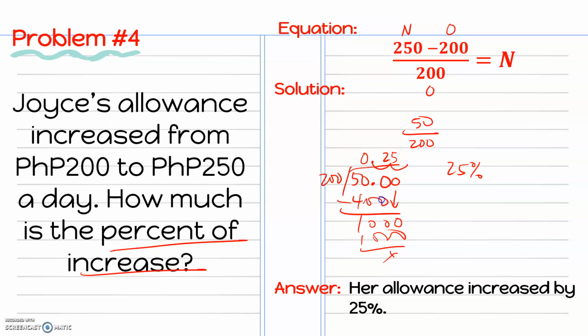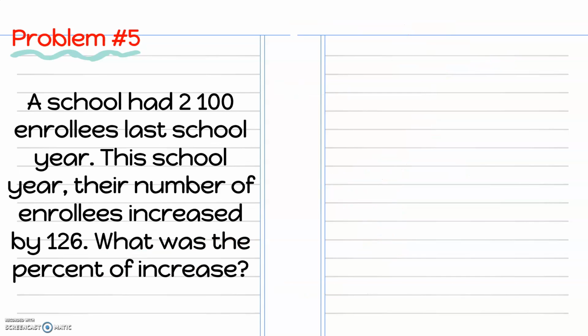Next, we have a school that had 2,100 enrollees last school year. This school year, their number of enrollees increased by 126. What was the percent of increase? For this problem, we are asked to find the percent of increase. And we are already given the amount of increase because it is stated in the problem that the number of enrollees increased by 126. So this is already the amount of increase.